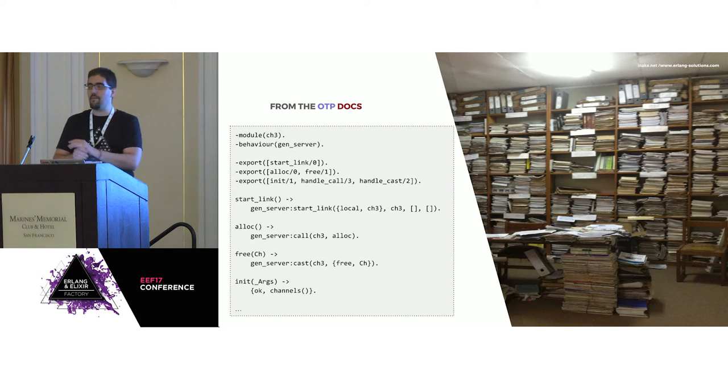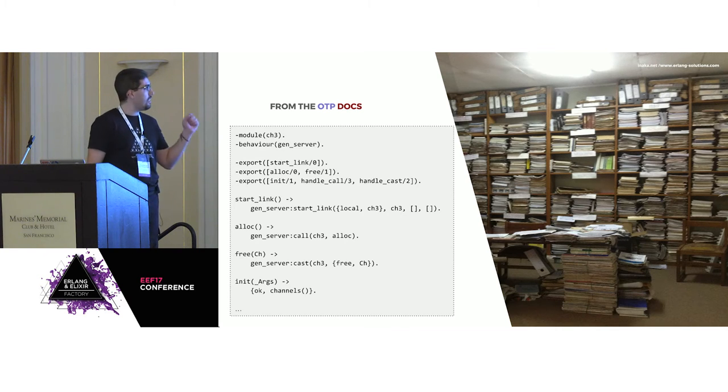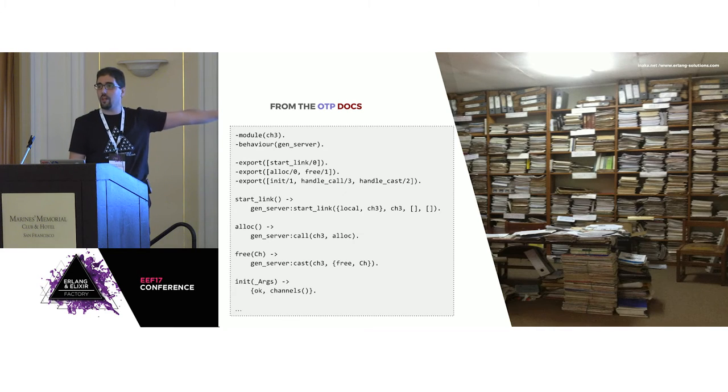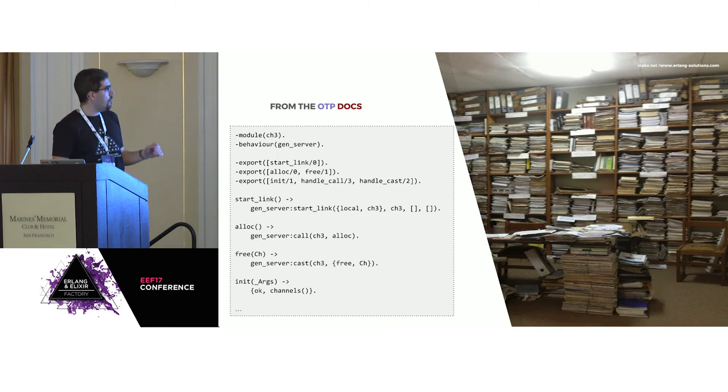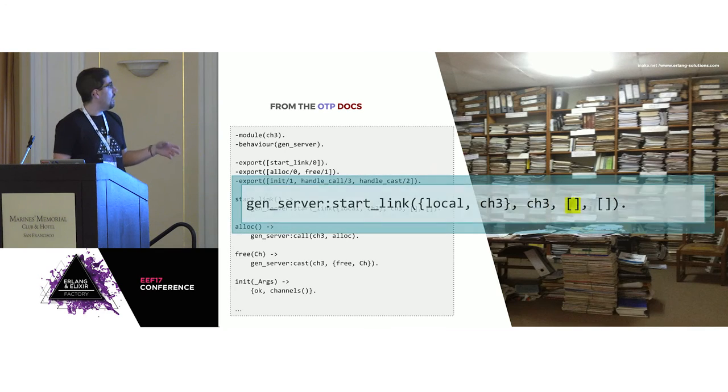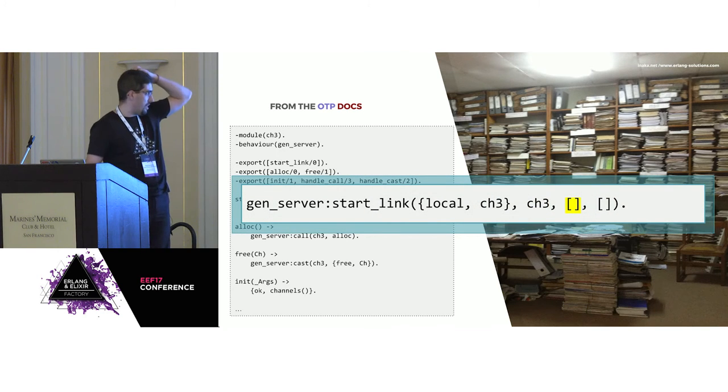One of the things that happened every single time I gave a class about this is that they are faced with this documentation. This is straight from the OTP docs, all right? And so, you see there is no documentation here. This is just an example, right? And then you have this gen_server start_link.